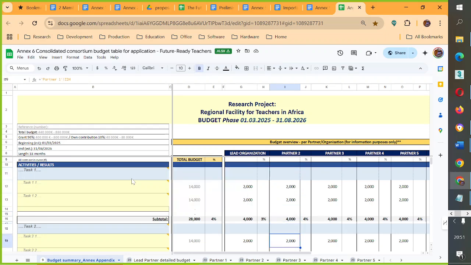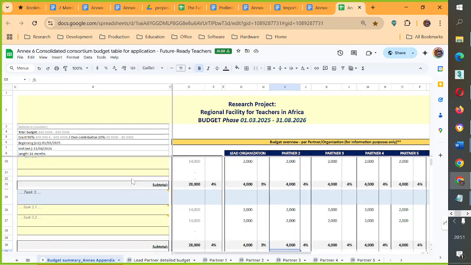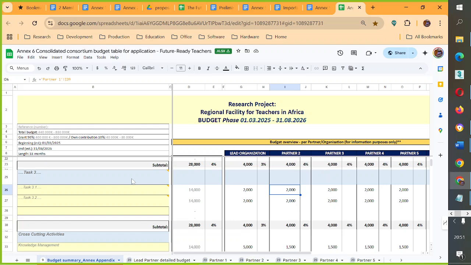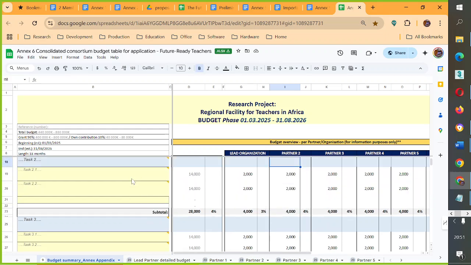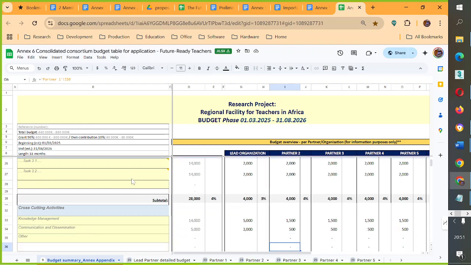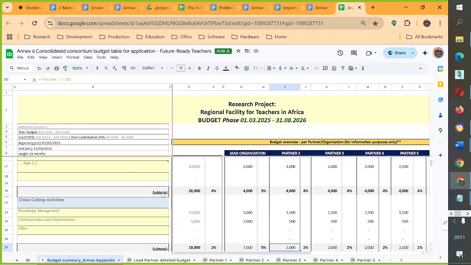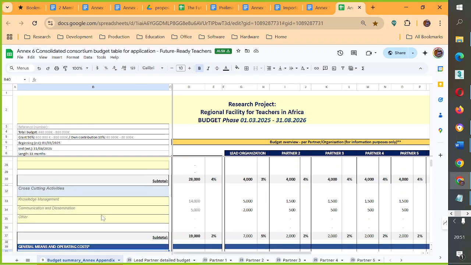And it's both activities and results. This list is not just the activity, but also the outcome or the result of that activity. So it goes on indefinitely. We're the ones now to decide how long it is or how full it is. They want us to put or categorize cross-cutting activities. You can see that here. There's a knowledge management component, the one that Elizabeth talks about. There's a communication and dissemination component. There's other. If we have other, we need to mention.